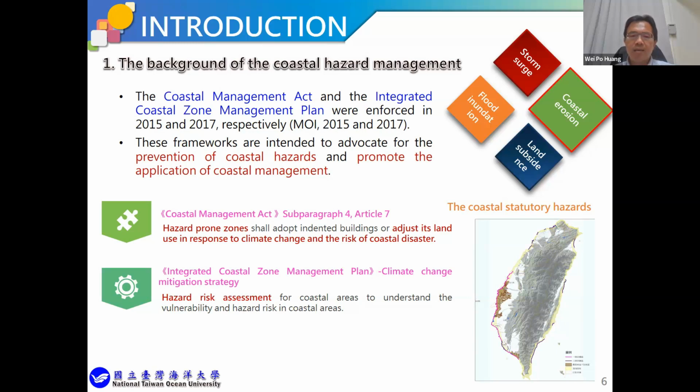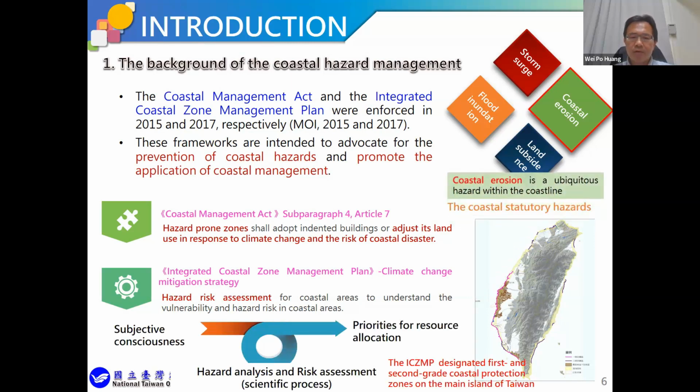The ICZMP specifically designates first and second grade coastal protection zones on the main island of Taiwan. These zones are determined based on the severity levels of various coastal hazards, including storm surge, coastal erosion, flooding, and ground subsidence. Because socioeconomic status is not considered in the designation, it is not easy to formulate strategies to cope with it.